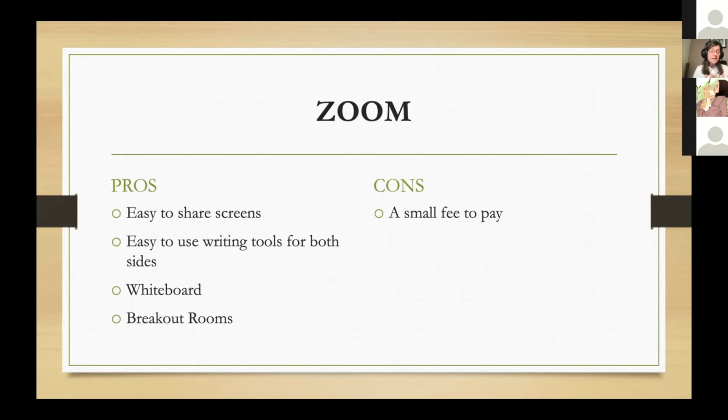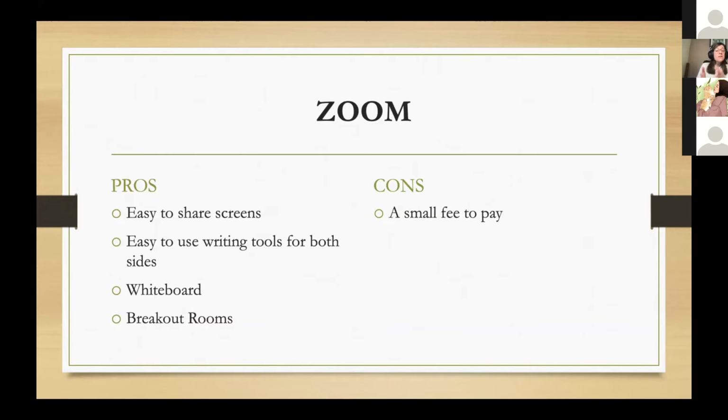So for me personally, the pros are that it's easy to share screens. It's easy to use writing tools for both sides. You can give the student permission to write. There is the whiteboard tool as well. And in fact, Zoom, they've updated their services recently, and you have the option of using a shared whiteboard, which is really useful when it comes to assignments and homework, etc. And I'll talk about this a little bit more later. And of course, the breakout rooms, which are great for group discussions and assignments, exercises, etc.